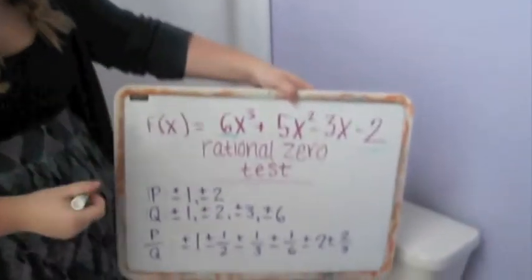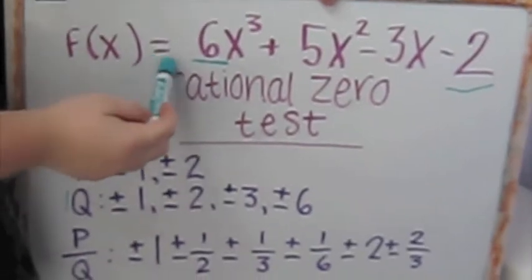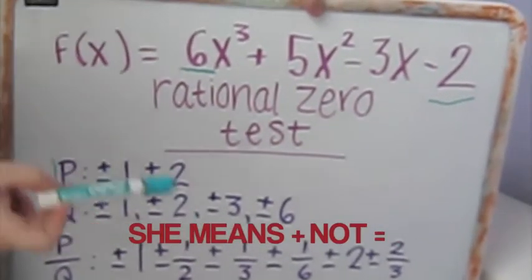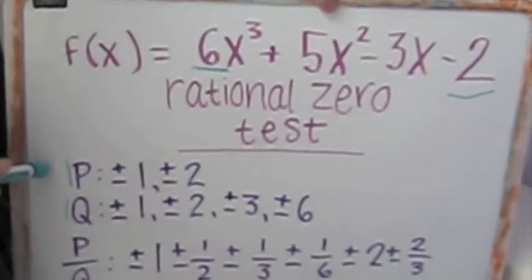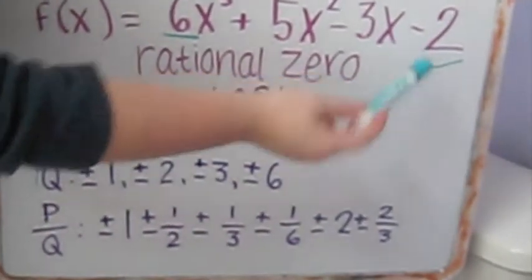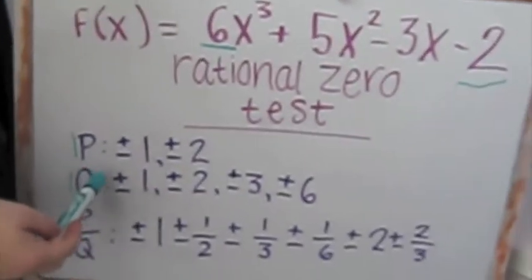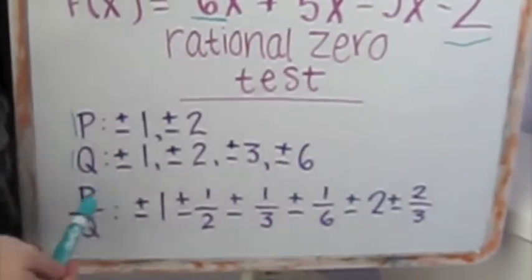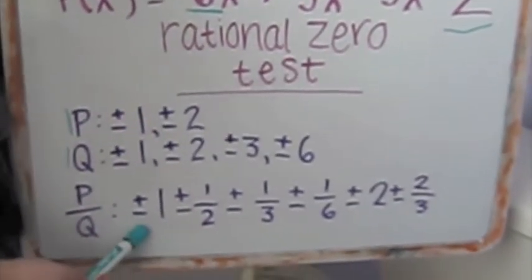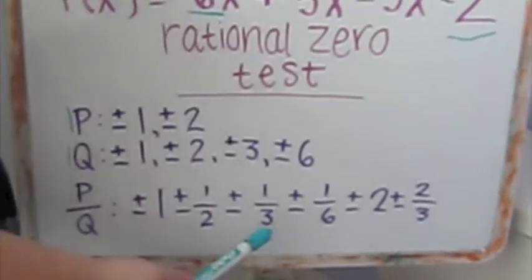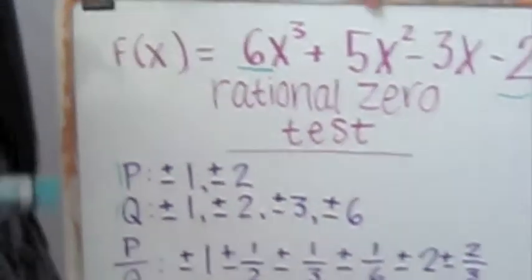So, first of all, you would look at the equation f of x equals 6x cubed plus 5x squared minus 3x minus 2. And then, to start off, you would find p and q. P is multiples of negative 2, and q is multiples of 6. You would take p over q to find all of the real zeros, which is plus or minus 1, plus or minus 1/2, plus or minus 1/3, plus or minus 1/6, plus or minus 2, and plus or minus 2/3.